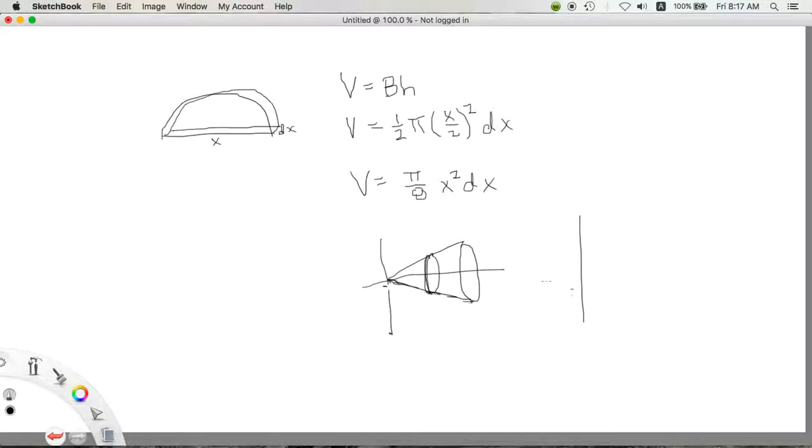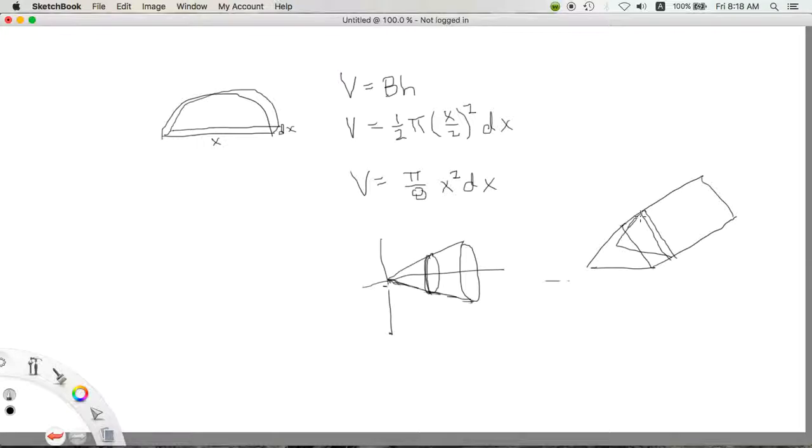Or if we have a shape that looks like this, then when we cut off a little slice, our little slice is a triangle. So you're going to need to remember the area formulas for triangles and the different kinds of triangles, for circles, squares, rectangles, those kinds of things.